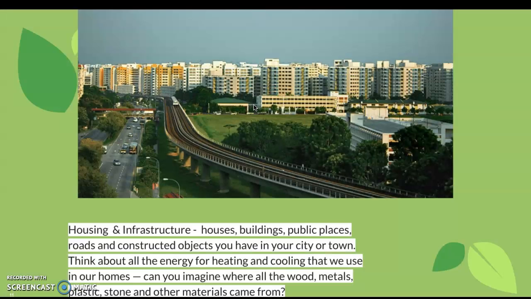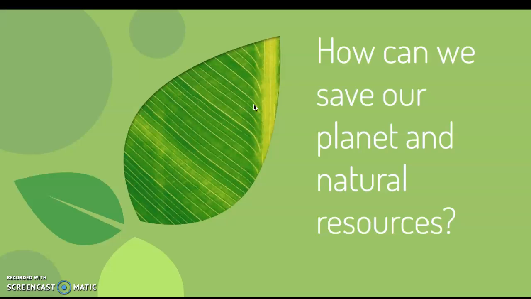And our last category is housing and infrastructure. And that's a really big word, but it's really just talking about the houses, buildings, public places, roads, and really any constructed object that you have in your city or town. Think about all that energy that you use to heat and cool your home. Can you imagine where all the wood and metals, plastic, stone, and other materials come from? Well, they come from your natural resources in nature on our earth.